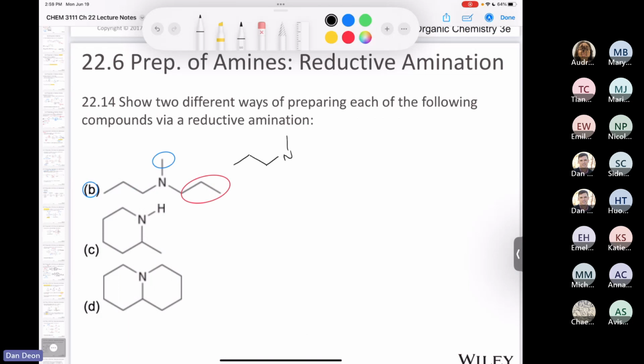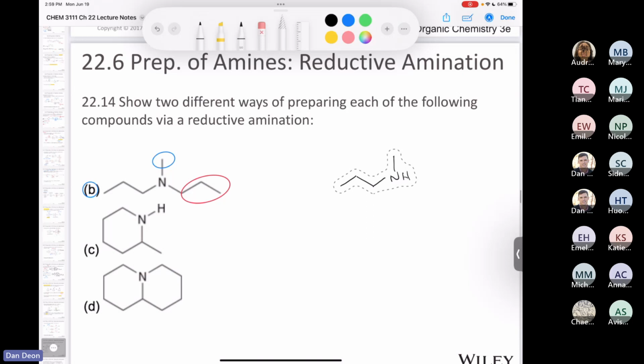So we would start with this secondary amine. That would be N-methyl N-propylamine. And then what we're going to do is we're going to treat it with propionaldehyde. So maybe I'll try to write it the way that they would have it in the book.